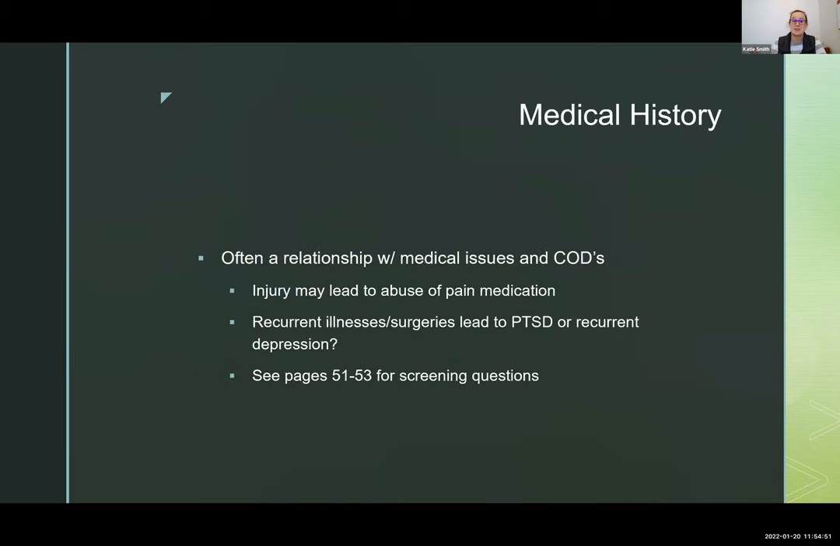Substance use history, medical history. So there's often a relationship with medical issues and co-occurring disorder. So one example is that injuries can lead to abuse of pain medications. So we want to assess that. We want to know if they've ever abused their prescribed medications before. Also, recurrent illnesses and surgeries can lead to things like PTSD or recurrent depression. That shouldn't be a question mark. So there are some screening questions for medical history there. That's also when we pull in ASAM criteria, that's all dimension two stuff that's really helpful.